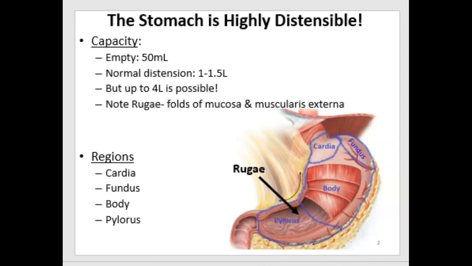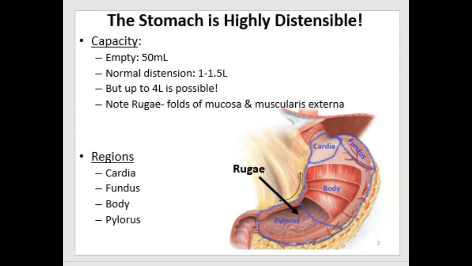And as I mentioned before, in this diagram, you can see the folds present. Those folds are called rugae. And when full, the stomach loses these rugae because they're stretched out. They're no longer visible.